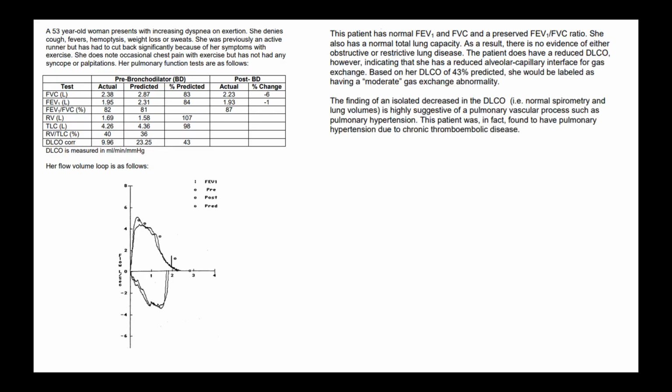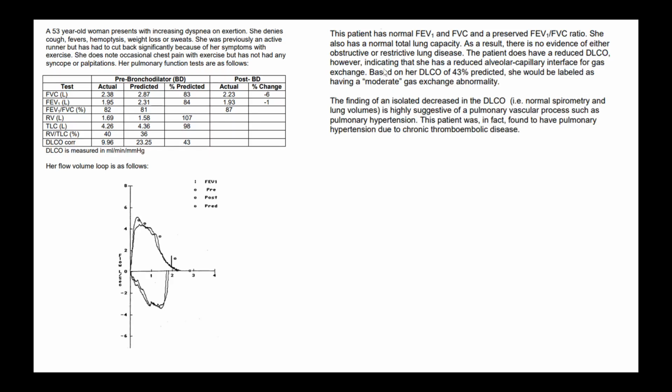So, what is the interpretation here? First of all, whether it is a normal pulmonary function or whether it is restrictive or obstructive or a mixed disorder. It looks like it's normal, because only the TLCO is reduced. Normal FEV1, FVC, preserved FEV1 to FVC ratio. So she has a normal total lung capacity. As a result, there is no evidence of either obstructive or restrictive disease.